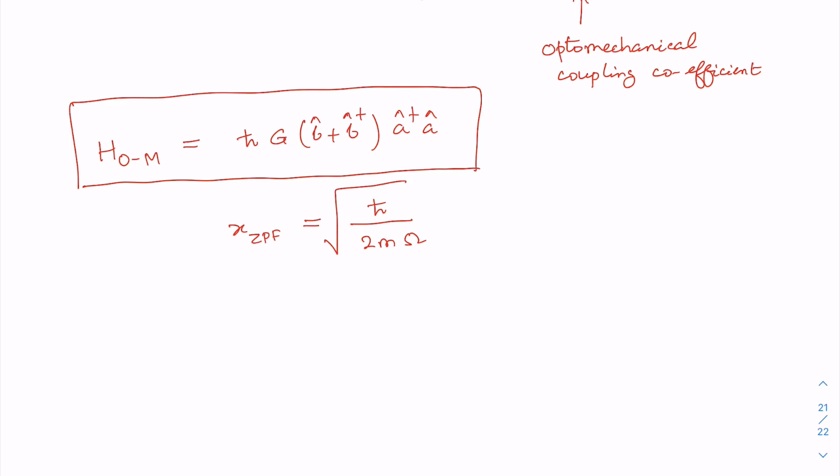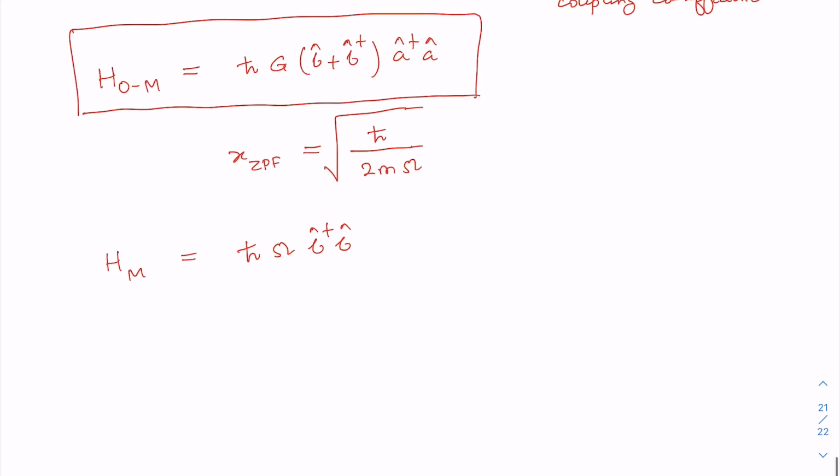And there are other terms in the total Hamiltonian. For example, the component due to the mechanical oscillator, and the mechanical oscillator is also a harmonic oscillator. Here this capital omega is the oscillation frequency of the mechanical oscillator. So Hm, being a harmonic oscillator, would be h cross omega b dagger b, where b dagger b is the number of phonons. Apart from that, we have dissipation terms, and we'll talk about this later in the course in some more detail.